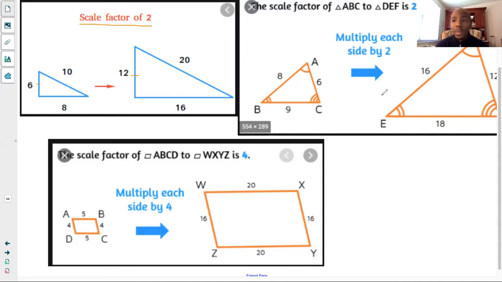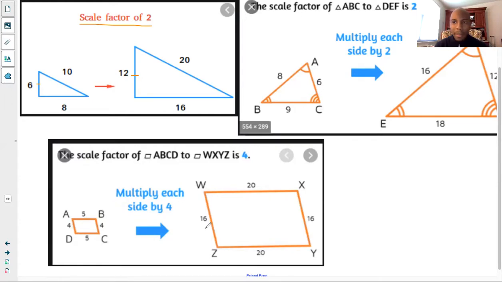Now, it doesn't have to only be triangles. It could be any image as long as they are similar and they're growing by the exact same amount when you multiply. It could be a quadrilateral like this. In this quadrilateral, AB is 5, DC is 5, BC is 4, and AD is 4. But let's just focus on one side for now. AB, which is 5, goes from 5 to 20. Let's look at another side. AD is 4, and that goes from 4 to 16.